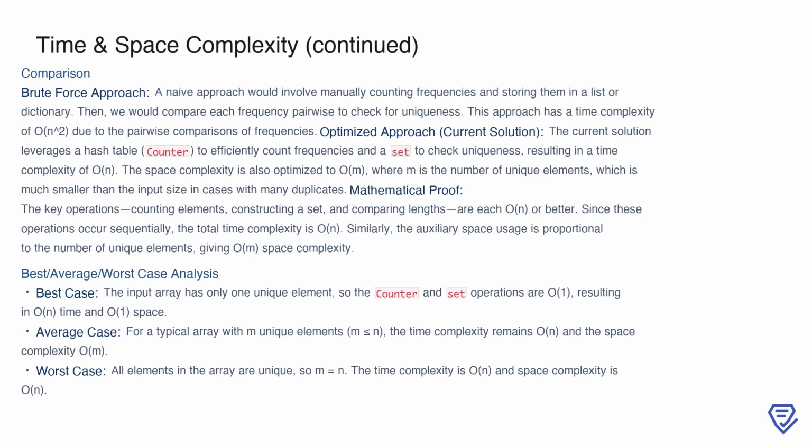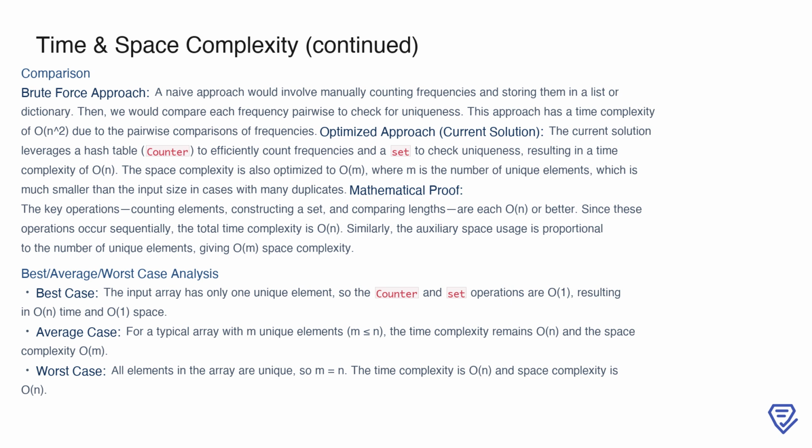From a mathematical perspective, each key operation, counting frequencies, constructing the set, and comparing lengths, is O(n) or better, and since these steps are performed sequentially, the overall time complexity remains O(n). For the space complexity, the auxiliary space usage is proportional to the number of unique elements, leading to O(m). When analyzing different cases, we see that in the best case, with only one unique element, the operations are minimal and require O(n) time and O(1) space.